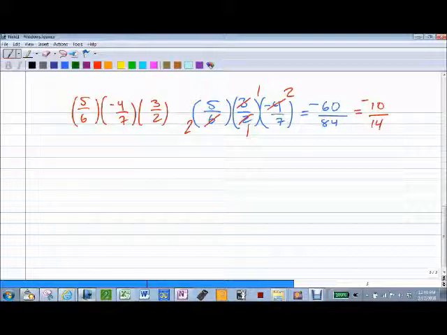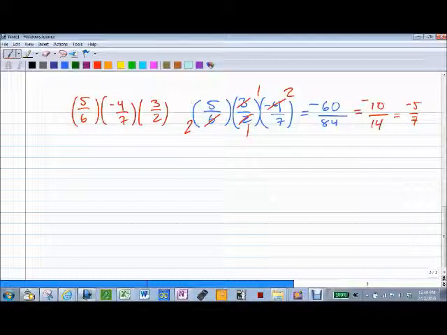Yeah? Now, let's check. What's 60 divided by 6? 10, right? And 84 divided by 6 is 14. So we're already kind of simplified, aren't we? But that'll simplify once more, won't it? Yes, by 2. That's negative 5 over 7.